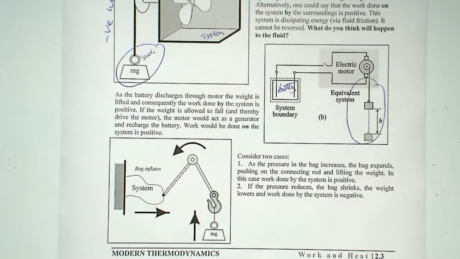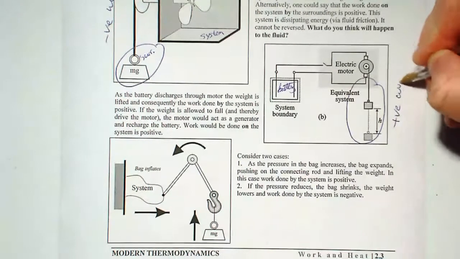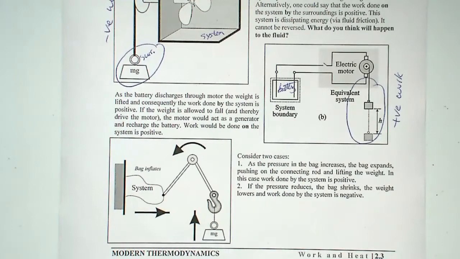Who is actually doing some useful work here? It's the system, isn't it? Because the surrounding is just a byproduct in this case. It's really on the passenger side, if you like. It's not doing anything useful. And as a result of that, this has to be positive work. So the work by the system is positive, and the work by the surrounding is negative.